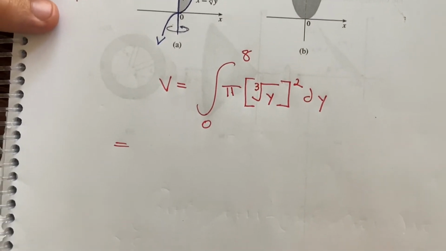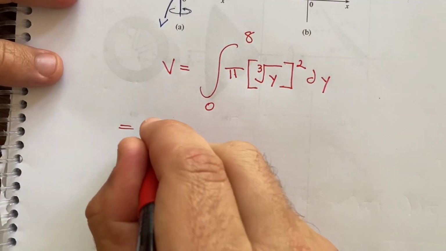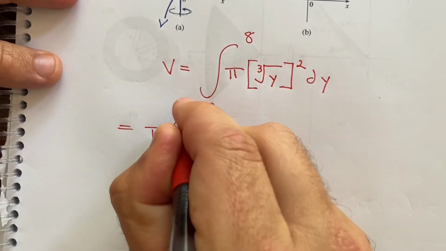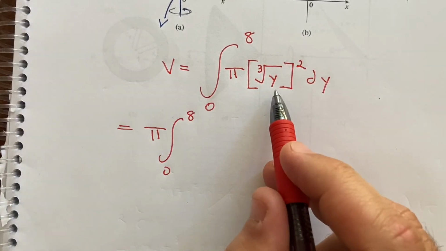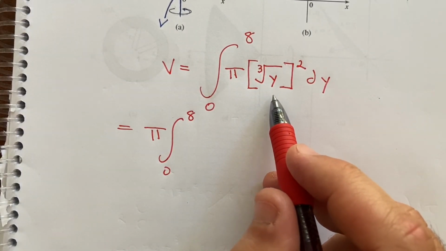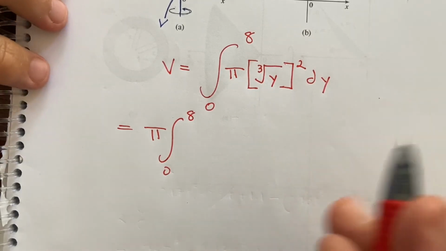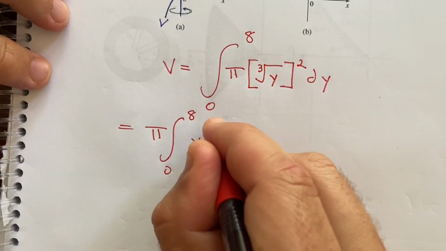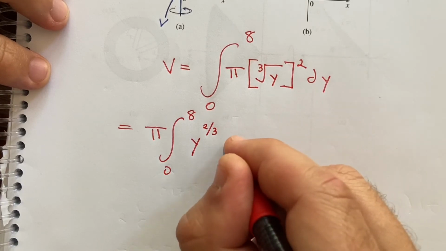So this is what we need to integrate. This would be equal to pi, which I can bring outside, from 0 to 8. I can think of the cube root of y squared as y to the 2/3, and then dy.